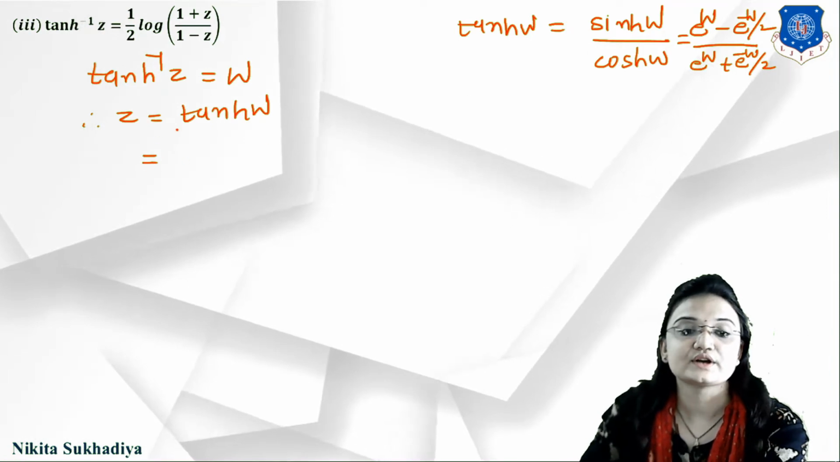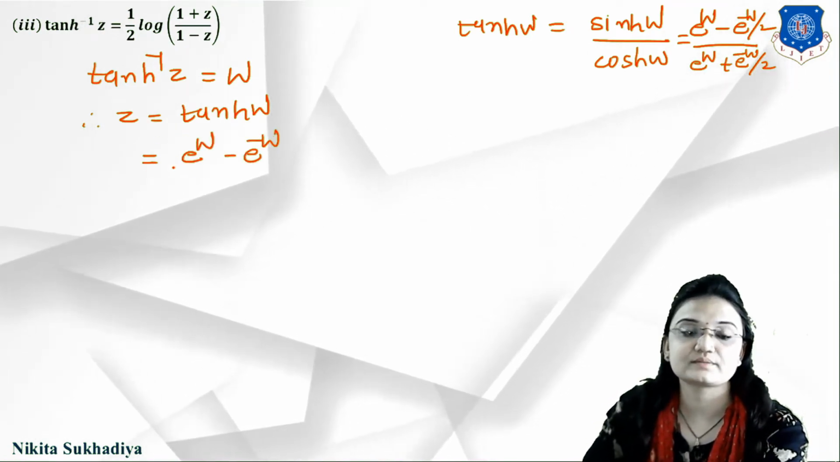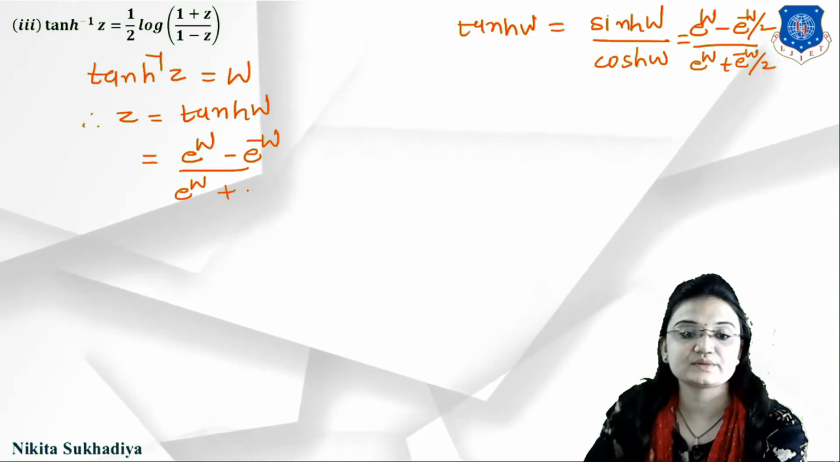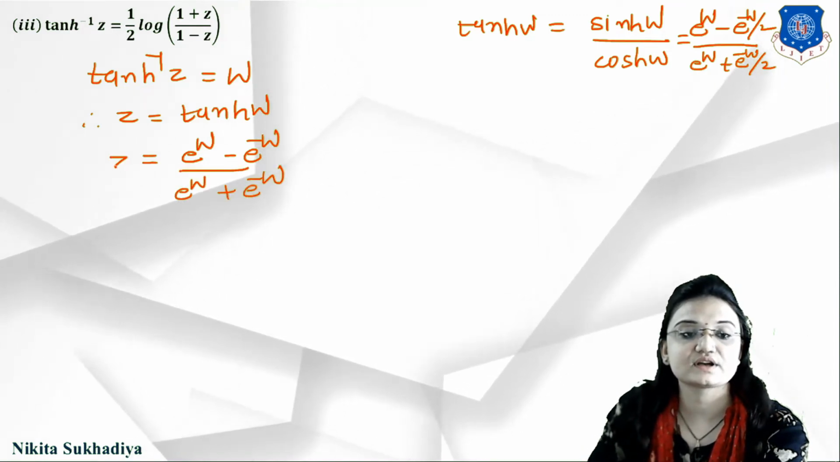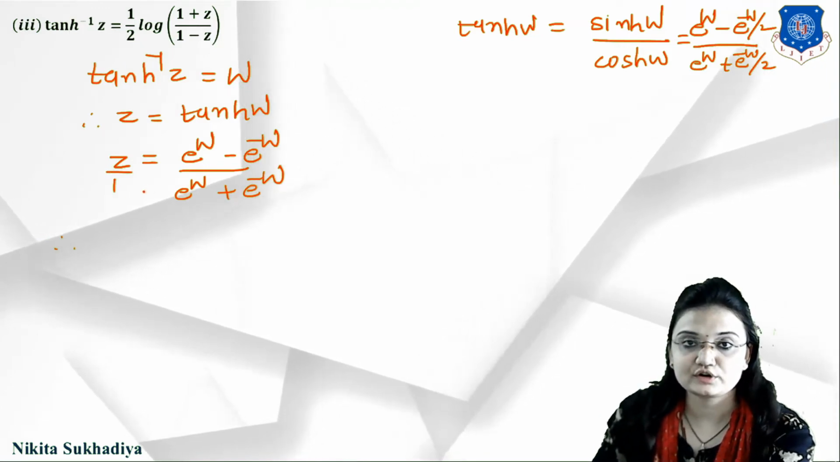divided by 2, and the 2 cancels out, so we will get e raised to w minus e raised to minus w upon e raised to w plus e raised to minus w, and here we have z on the left, and also we can write it like this, z by 1, by using the componendo and dividendo rule.